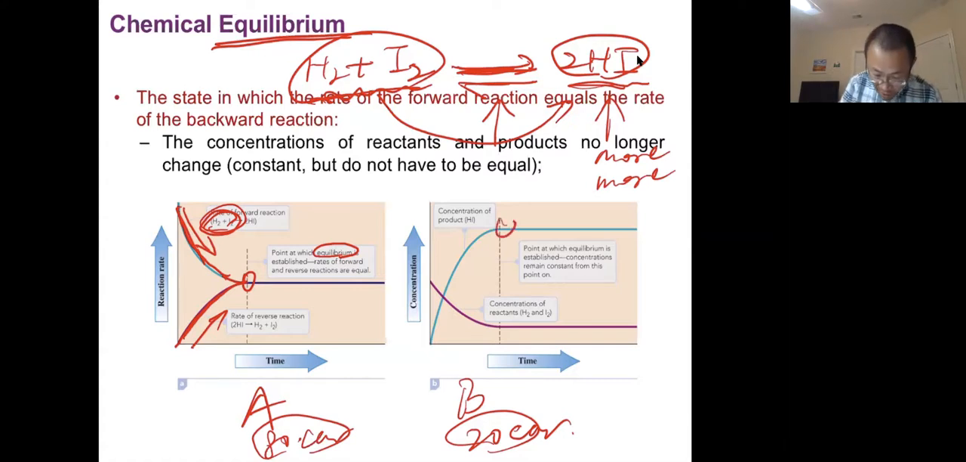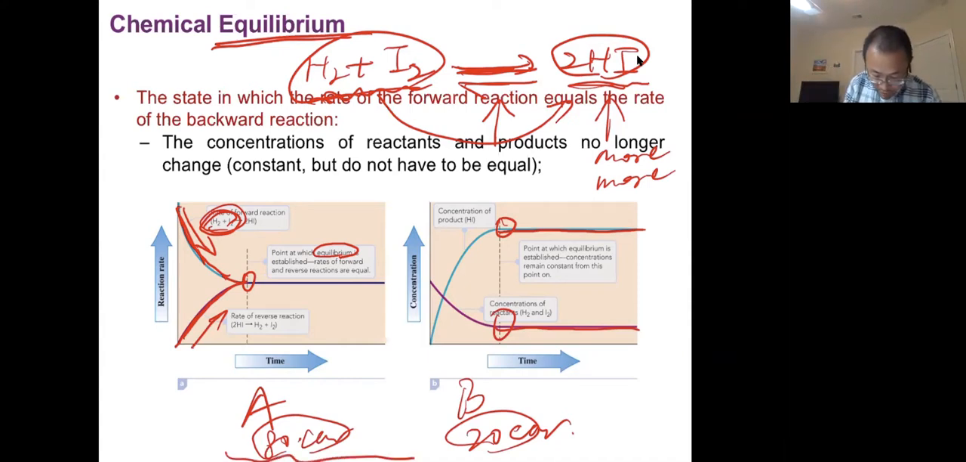The same, you can see that here. After reaching equilibrium, H2 and I2 don't change anymore. HI doesn't change anymore. Why? Because back and forth is equal now. But the concentrations of H2 and I2 versus HI don't have to be the same.